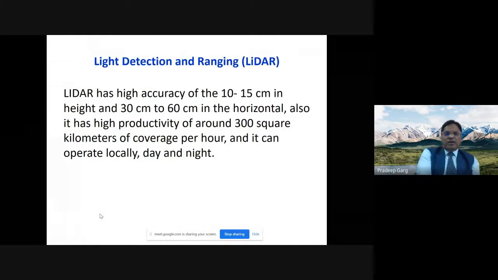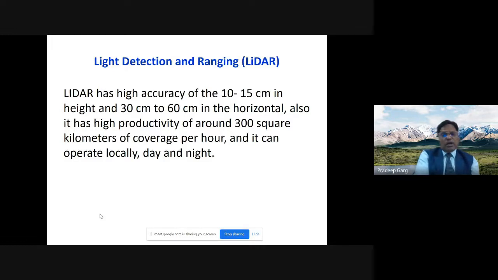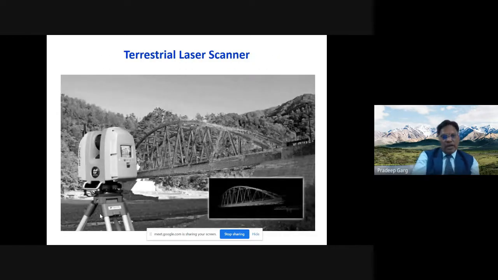Then we have another technology called LiDAR, which is light detection and ranging. With the use of LiDAR based instrumentation, we can get very accurate information of the ground. One can collect very high resolution data in the shortest possible time, so you can save a lot of time and get very high accuracy. The instrument which you see here is basically a 3D laser scanner. This is called terrestrial because it is kept closer to the ground.